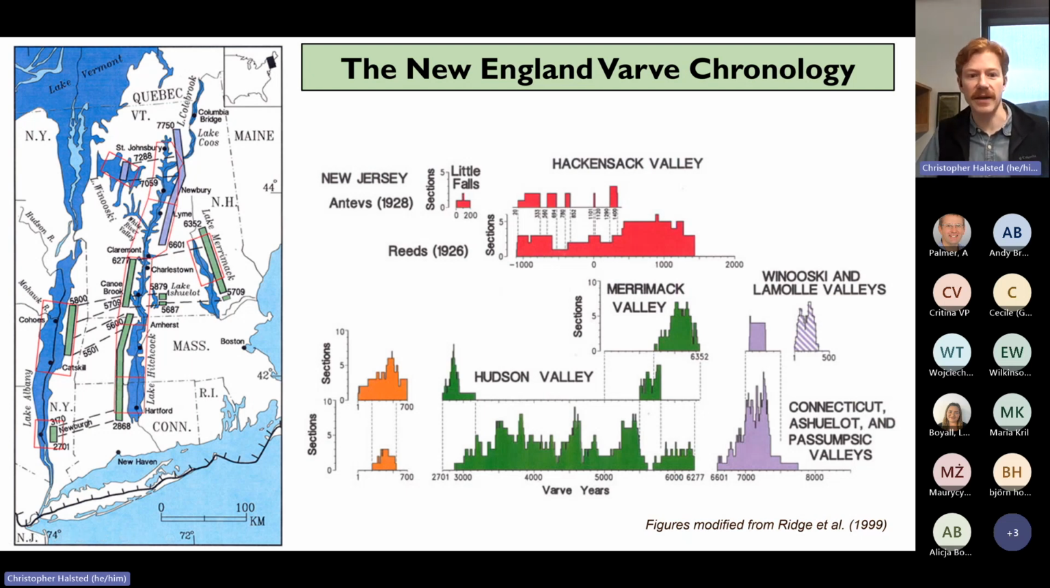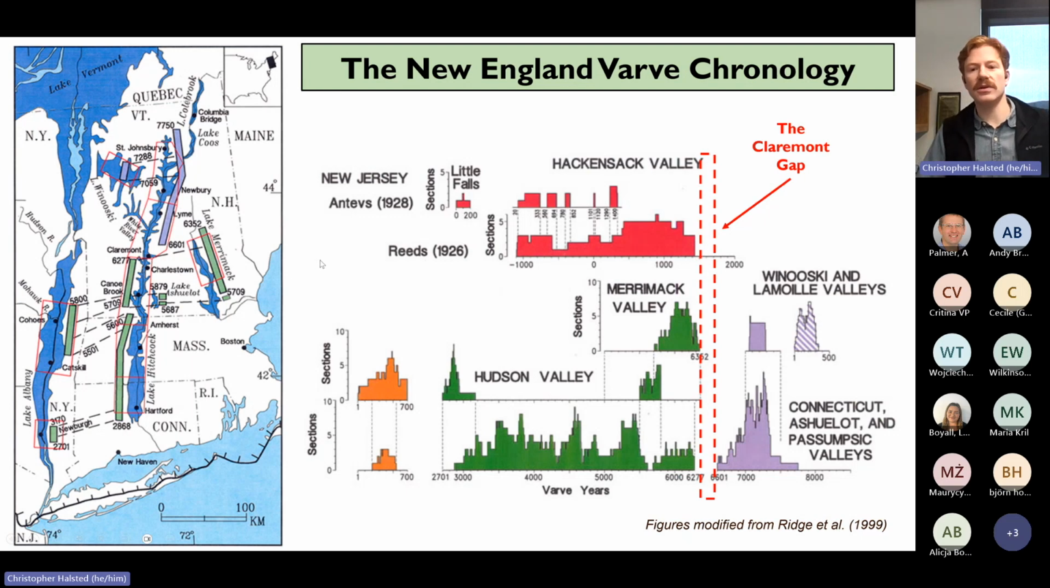Sorry, I always have trouble pronouncing that. And you can see that there's this gap in these sections. And again, it's located on the map right around here, and it was called the Claremont Gap. This was kind of the bane of Antevs's existence in the 1920s when he published this chronology. He was not able to close this gap. And he assigned an arbitrary 248-year period to this gap and basically picked up his Varve count from the lower chronology back in the upper chronology with that 248 years just added on. But he didn't really have a solid constraint on that 248-year gap.